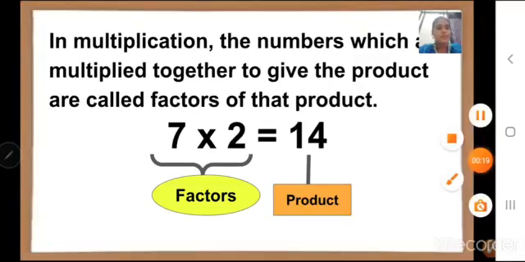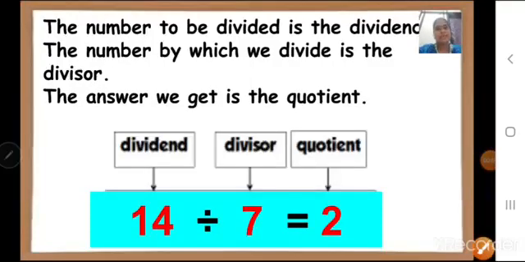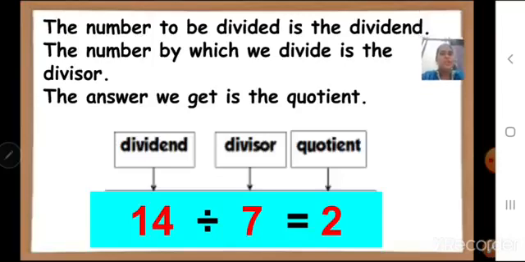Now look at the division example. We have 14 divided by 7 is equal to 2. Okay? Children, the number to be divided is the dividend. So number 14 is the dividend. The number by which we divide is the divisor. Number 7 is our divisor. And the answer we get is the quotient. So number 2 is the quotient. Right children?